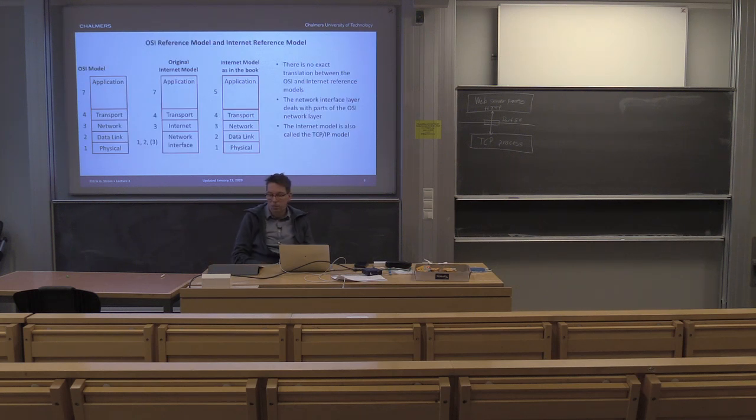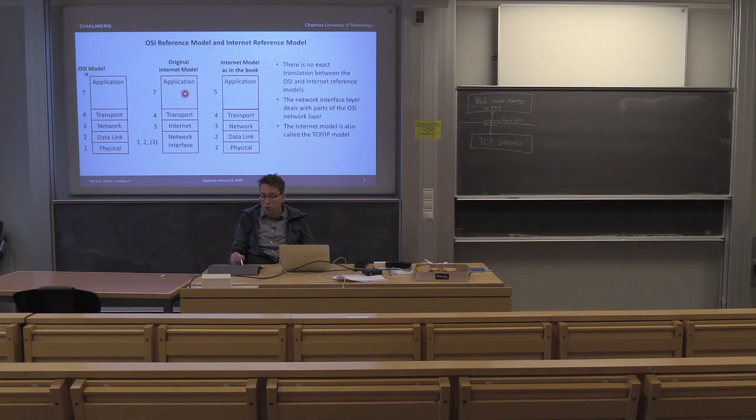The Internet Reference Model. Okay, so we have the OSI model here. 7 layers, or actually just 5 layers. And then we have the original Internet model, and the Internet model as defined in the book. And if you Google something, I'm sure you can find a third or a fourth variation of this. But we will actually try to stick with the model as it's described in the book in order to avoid confusion.